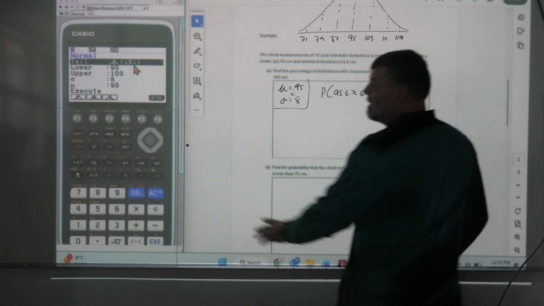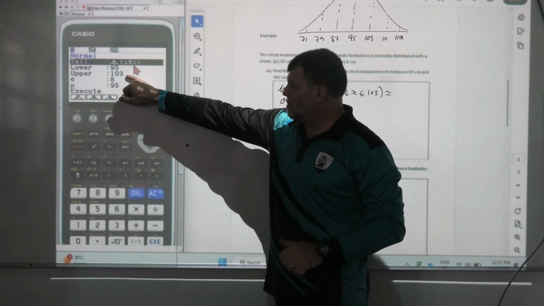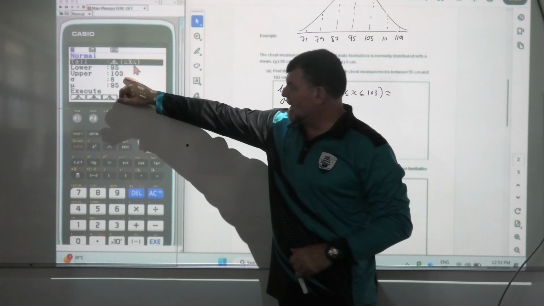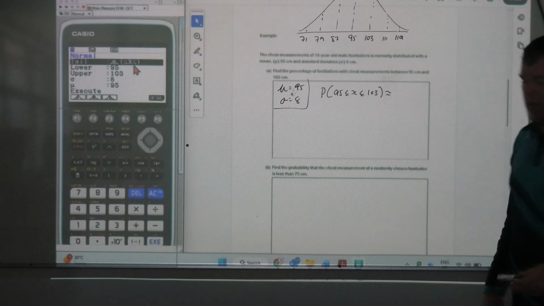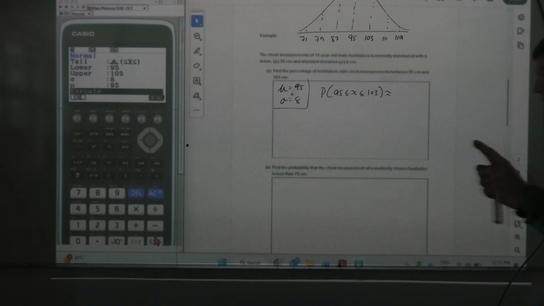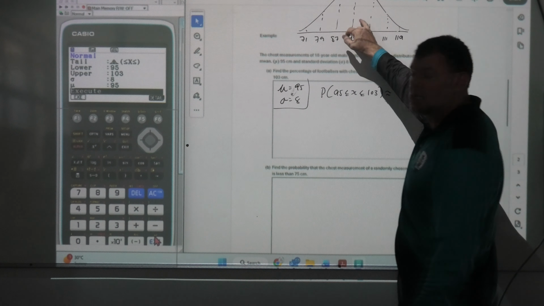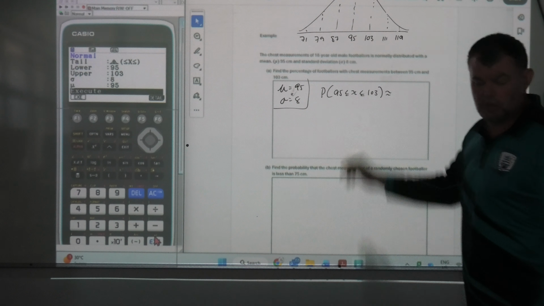So we put our lower value in, which is 95. We put our upper value in, which is 103. Our deviation, which is 8. And our mean, which is 95. And once you've done this, then you can go all the way down to execute and press your answer. Now remember, we said we expect the answer to be around 34%, because that's what it would look like in a normal distribution curve.